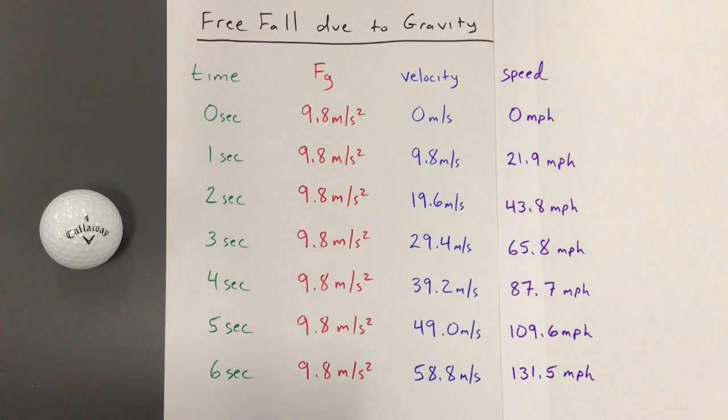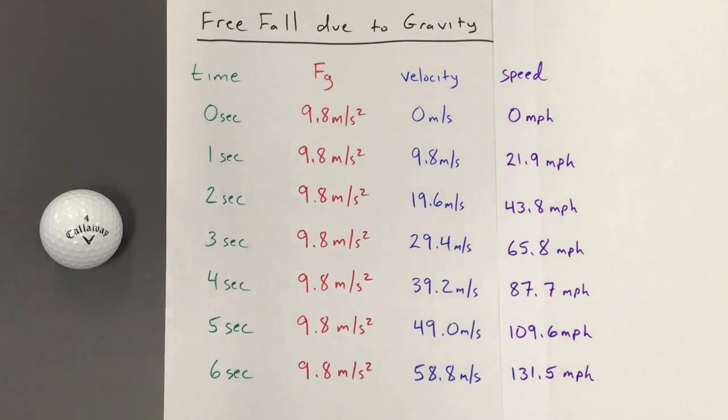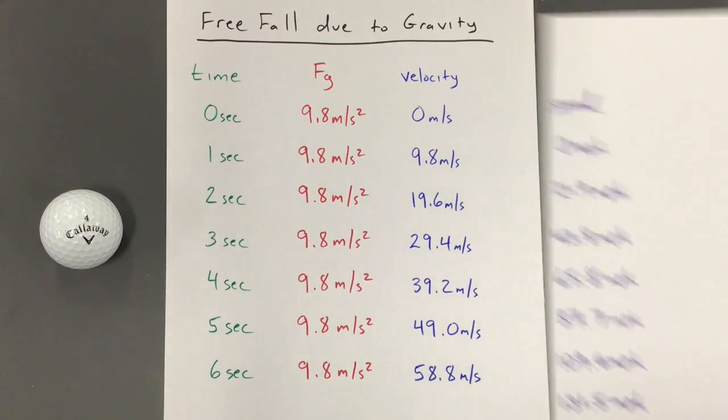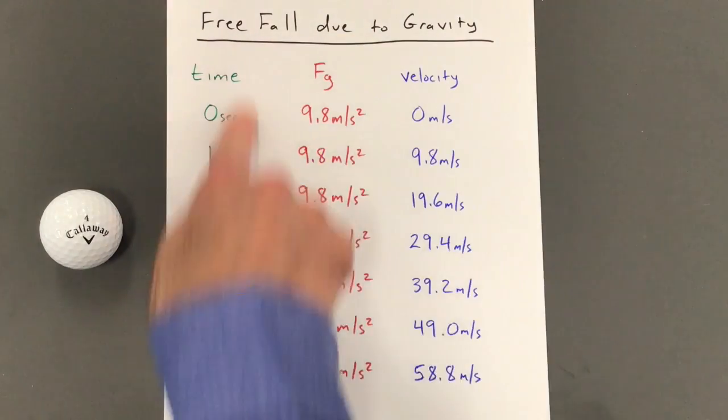So answering our question, how many seconds will it take for an object to reach terminal velocity? About 5.5 seconds. The only things you should write down in your notes are this chart right here.